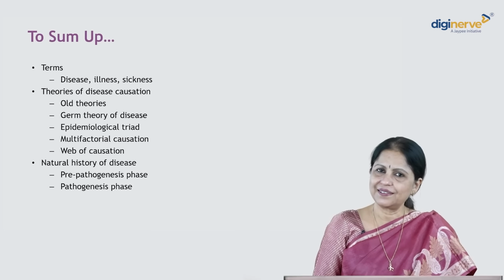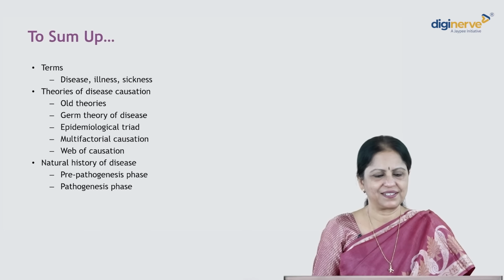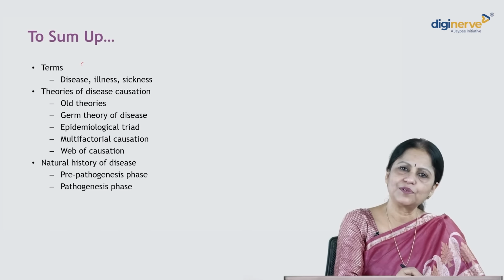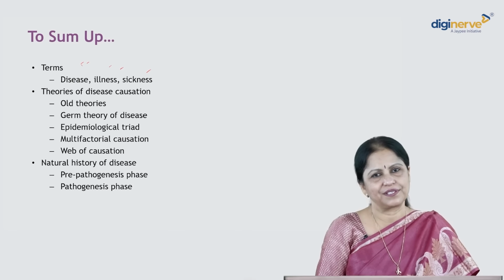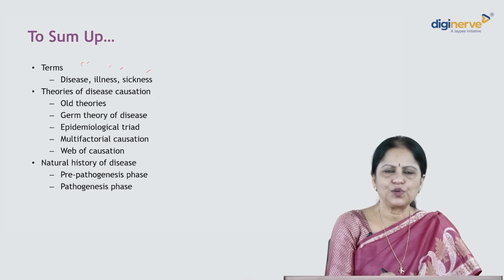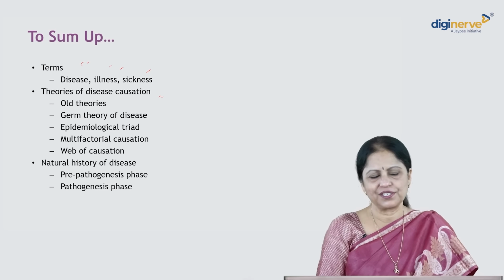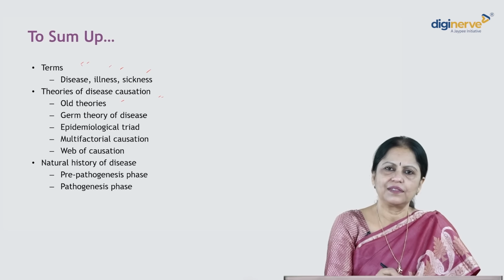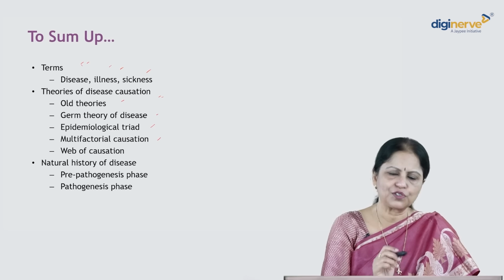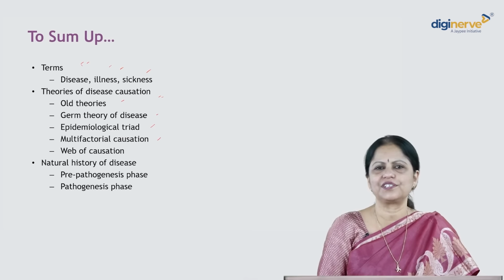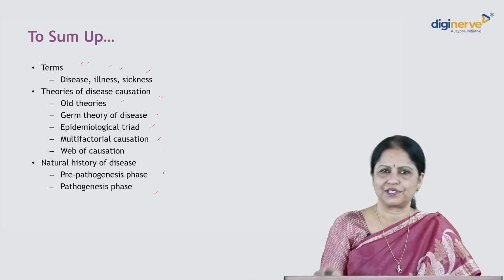So with this I end this session. I'll sum up what I discussed. I discussed some terms with you: disease, illness and sickness, and I told you about the differences between these. Then I told you about some theories of disease causation, that is the old theories, the germ theory of disease, epidemiological triad, theory of multifactorial causation and web of causation. And then finally I discussed the natural history of disease, the pre-pathogenesis phase and the pathogenesis phase.